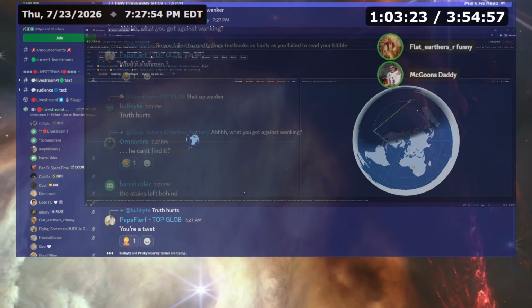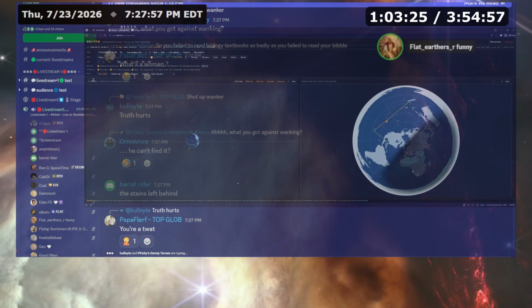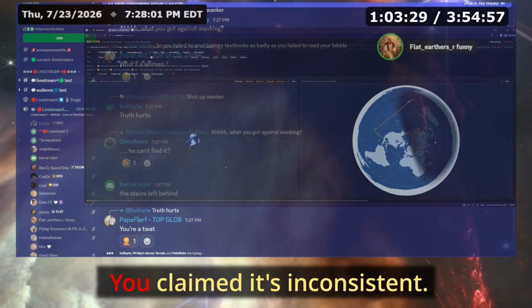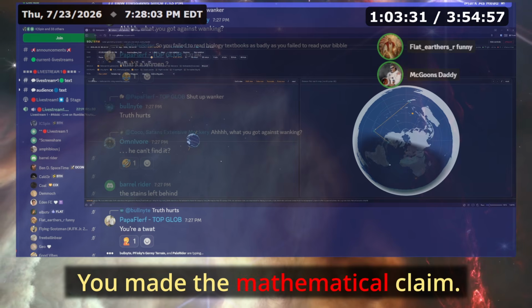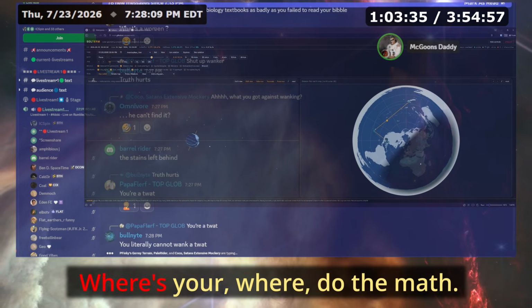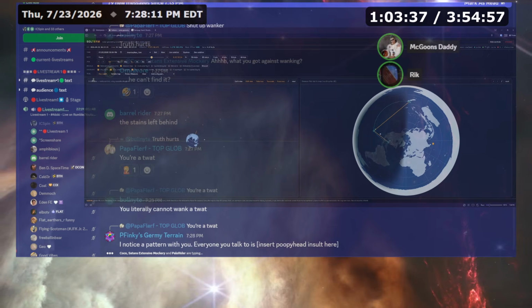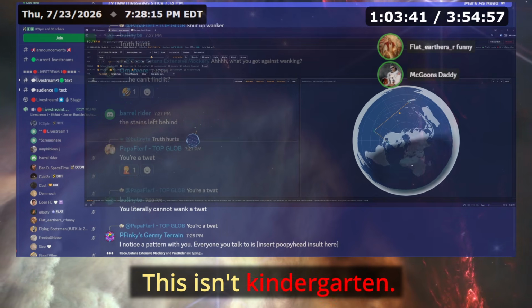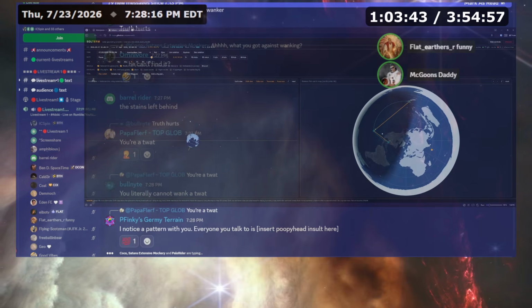The thing that you're claiming, instead of asking us to come up with the math. You made the mathematical claim. You claimed it's inconsistent. You made the mathematical claim. Do the math to show why it's inconsistent. Where's your math? You made the claim, you do the math. See, this isn't kindergarten.